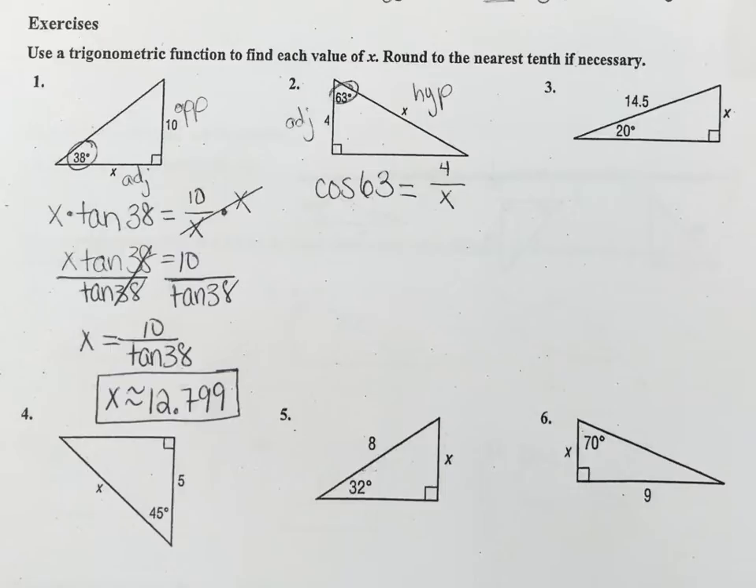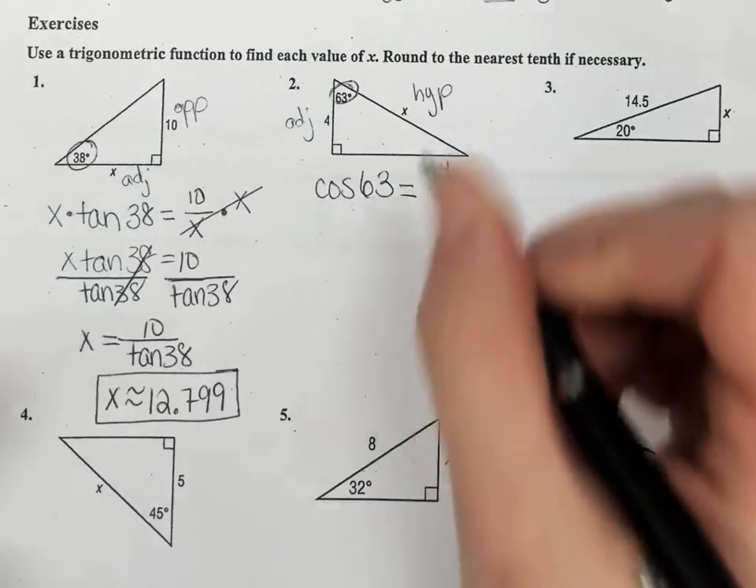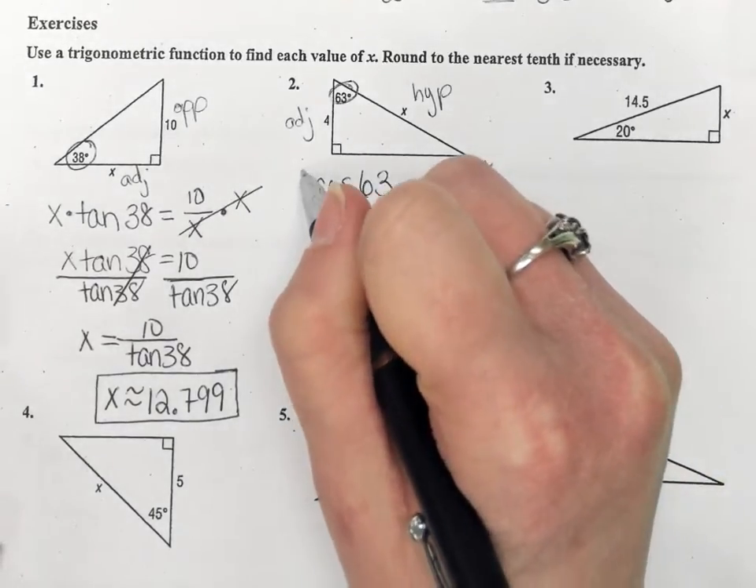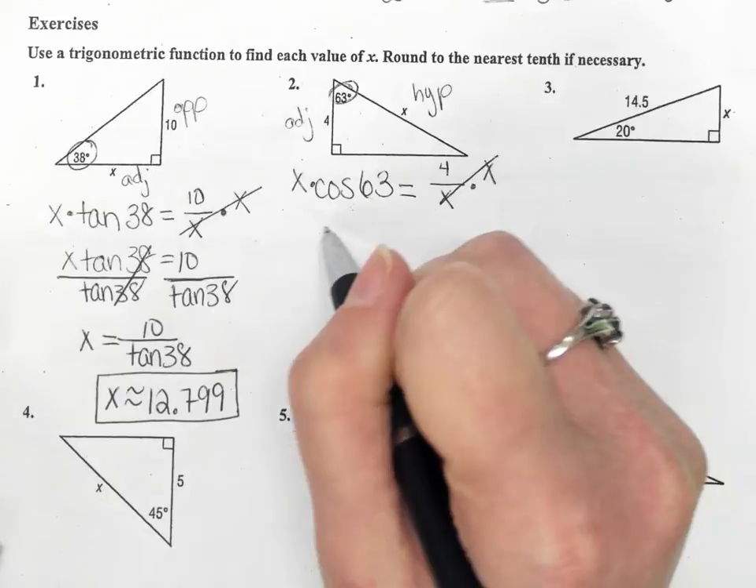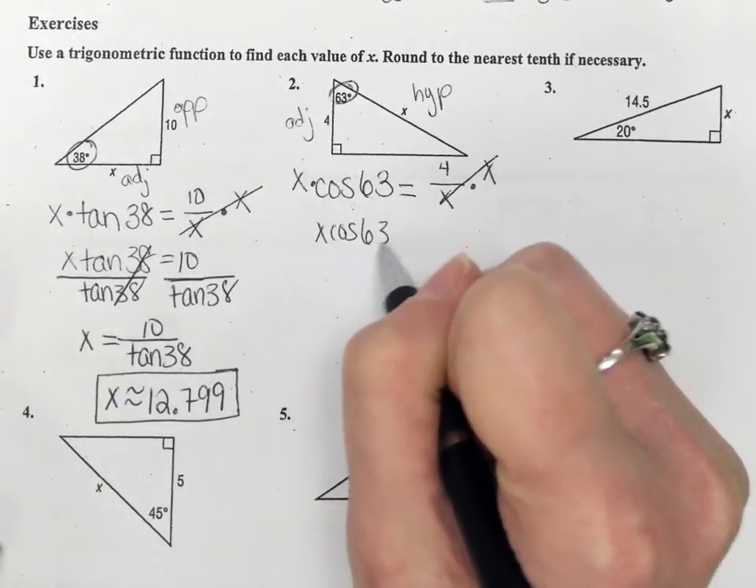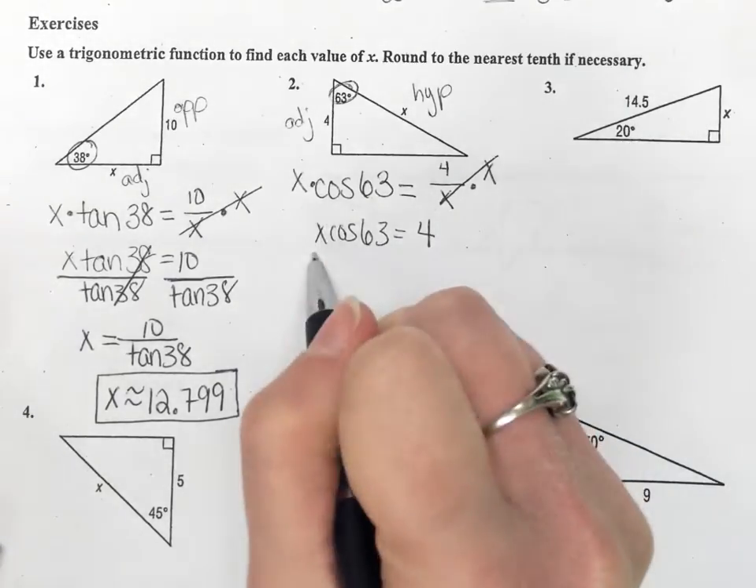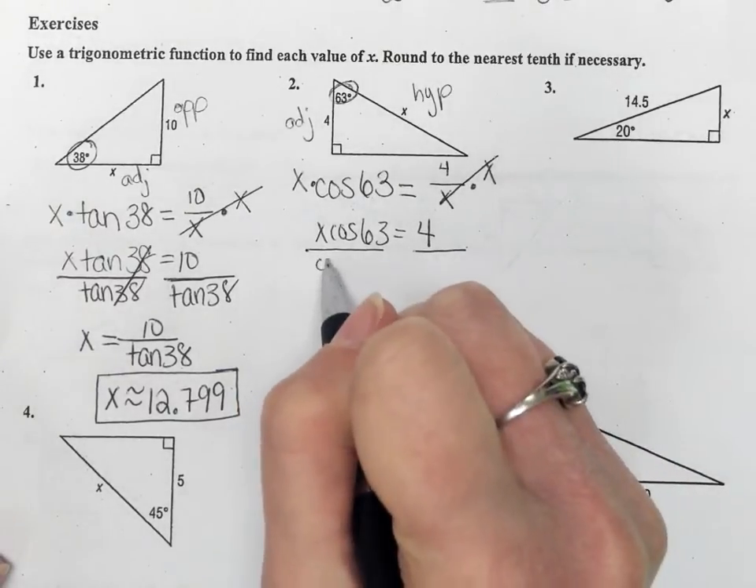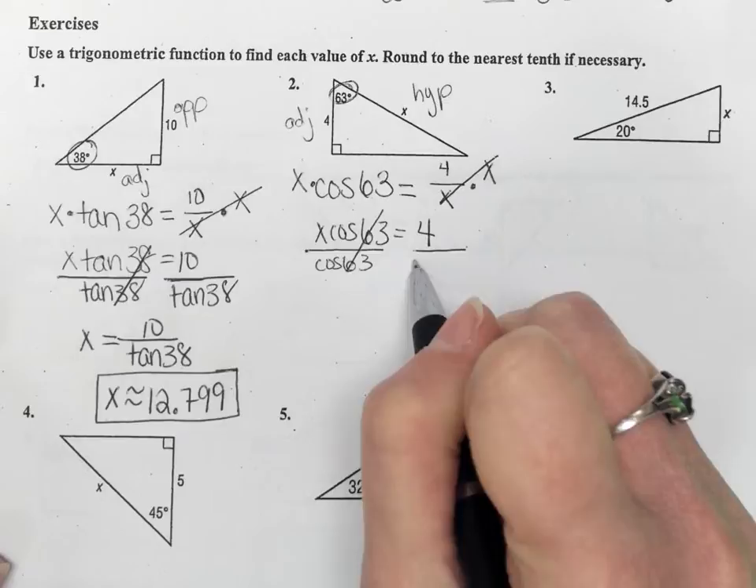Are y'all okay? Okay, got it good? All right, here we go. What do we do first? Multiply by what? By x, because it was on the bottom. So you have x cosine of 63 equals 4. Then what would I do? Divide by cosine of 63. Very good.